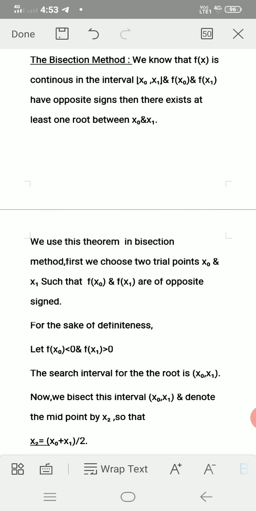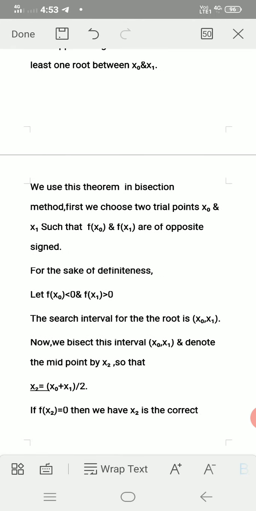First we choose two trial points x0 and x1 such that the images of x0 and x1, f of x0 and f of x1, are of opposite signs. For the sake of definiteness, let f of x0 be less than 0 and f of x1 be greater than 0, having opposite signs. The search interval for the root is the open interval x0 x1.